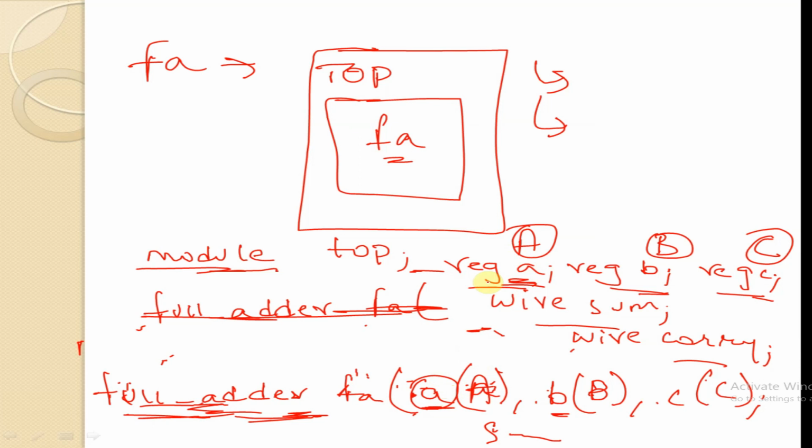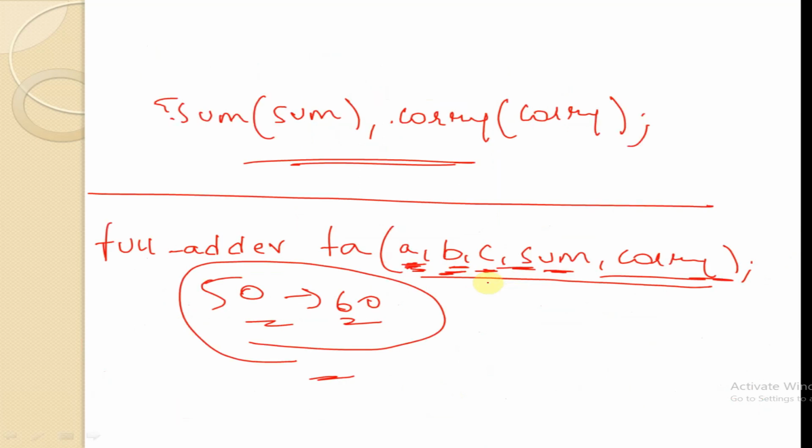So these we will do in coding. We will check with the coding also, how it is being instantiated. We will check these two types of instantiation in the code also.